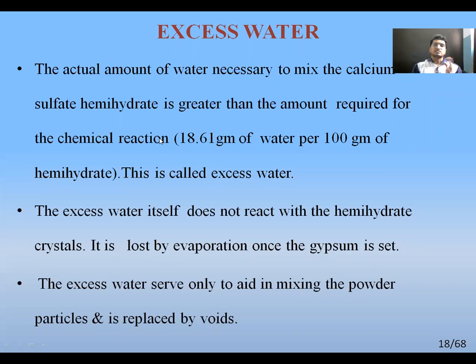The whole reaction, where calcium sulfate hemihydrate converts into calcium sulfate dihydrate, is the chemical reaction. So the water required for this chemical reaction is less than the actual water we need. This water is known as excess water. The excess water itself does not react with the hemihydrate crystals. It is lost by evaporation once the gypsum is set.